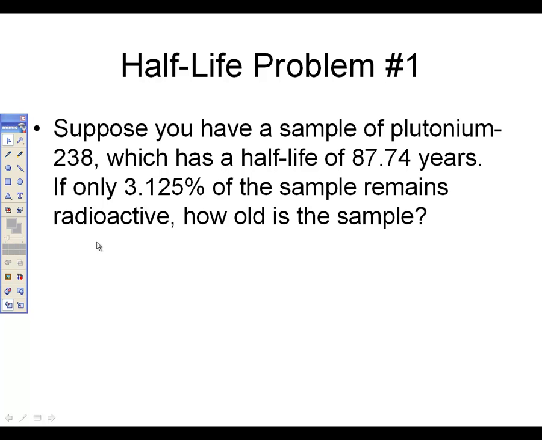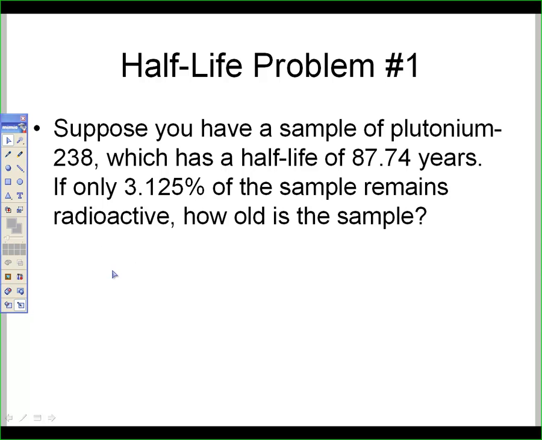Here's our first example problem. This one's dealing with some radioactive plutonium-238, which has a half-life of 87.74 years. Only 3.125% of the sample remains radioactive, and we want to know how old the sample is. So remember, step one is to always find the number of half-lives that have passed. This is my key to that because I see that I have 3.125%.